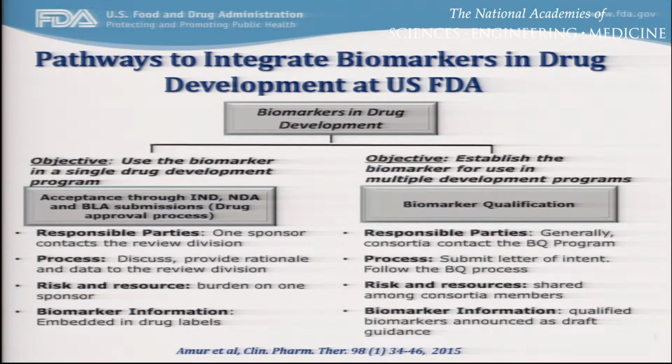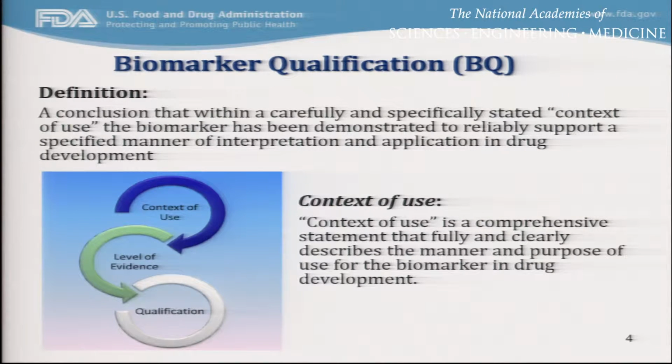If the objective, on the other hand, is to establish the biomarker for use in multiple drug development programs, your path should be biomarker qualification. Any individual or group can send in a submission for biomarker qualification. Oftentimes, we see submissions coming from consortia, and the risk and resources here are shared between the consortia members. Once qualified, the biomarker qualification recommendations become a draft guidance, and they become available on the FDA webpage.